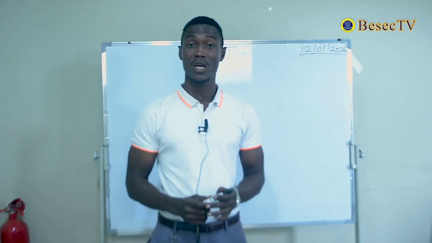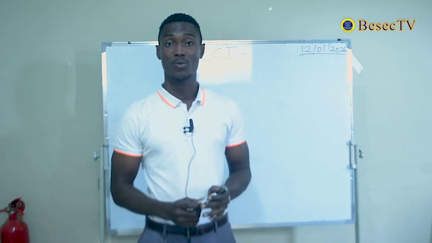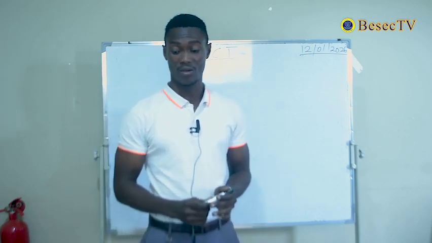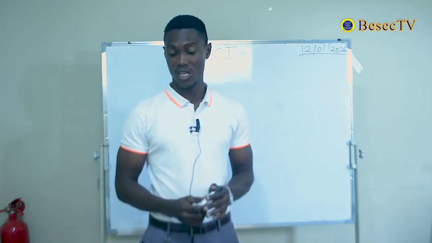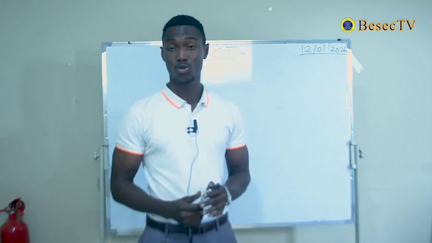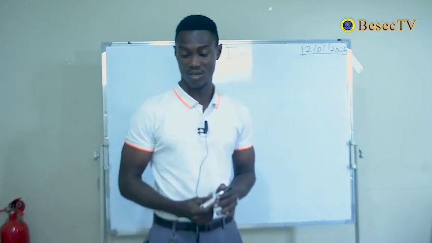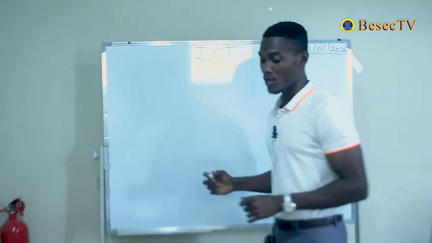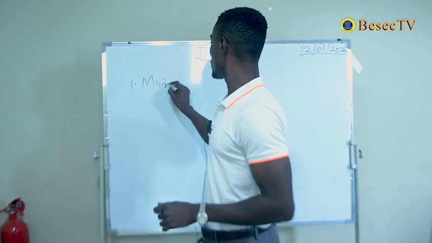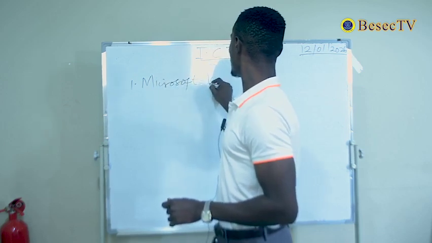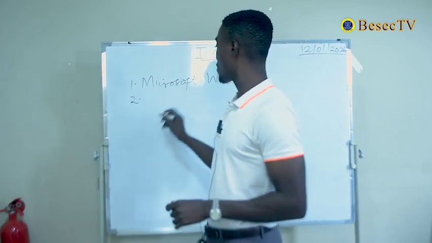Then we also have the WPS Office, which is the Word, presentation and spreadsheet application. It's a software that has all these three functions inbuilt in them. You can also download them on your smartphones and also on your Windows operating system. That is another example. Then we have Pages. Let me state them on the board. We have one, Microsoft Word. Then secondly, we have the Google Docs.